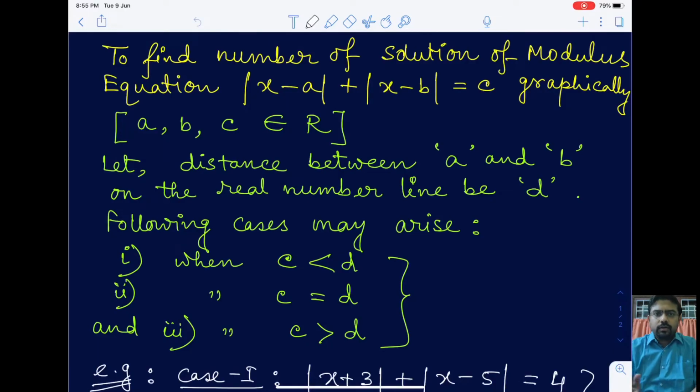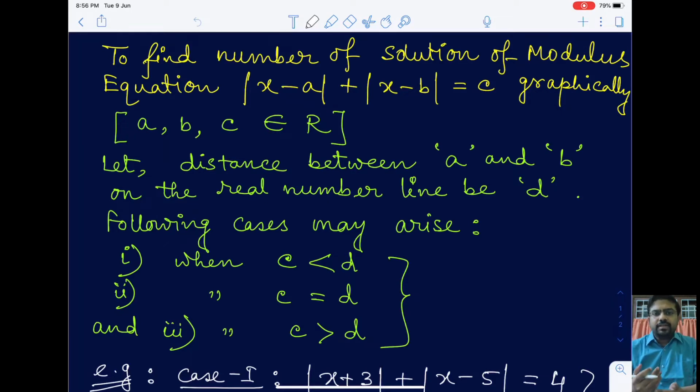Hello students, today I am going to discuss a topic: finding the number of solutions of a modulus equation of the form mod x minus a plus mod x minus b equals c graphically, where a, b, c are all real constants.